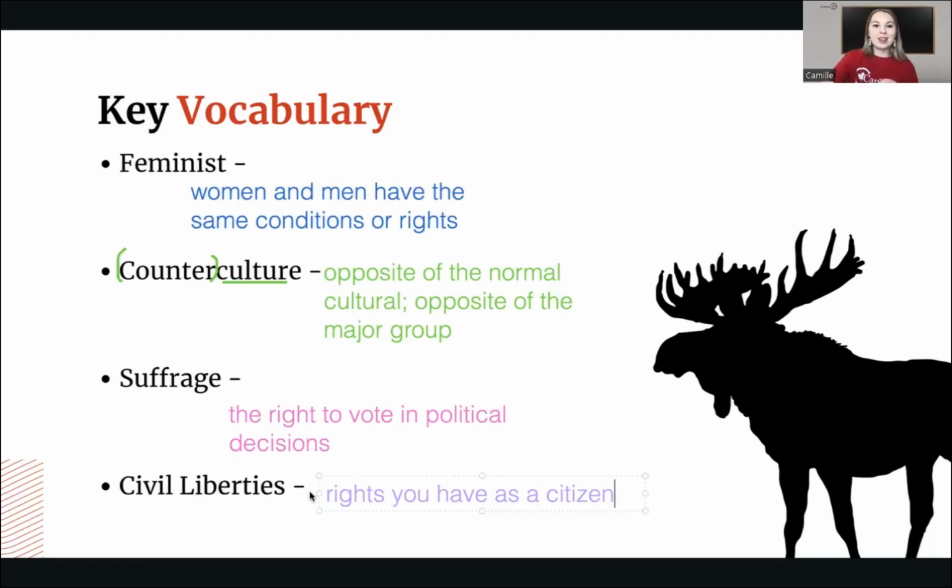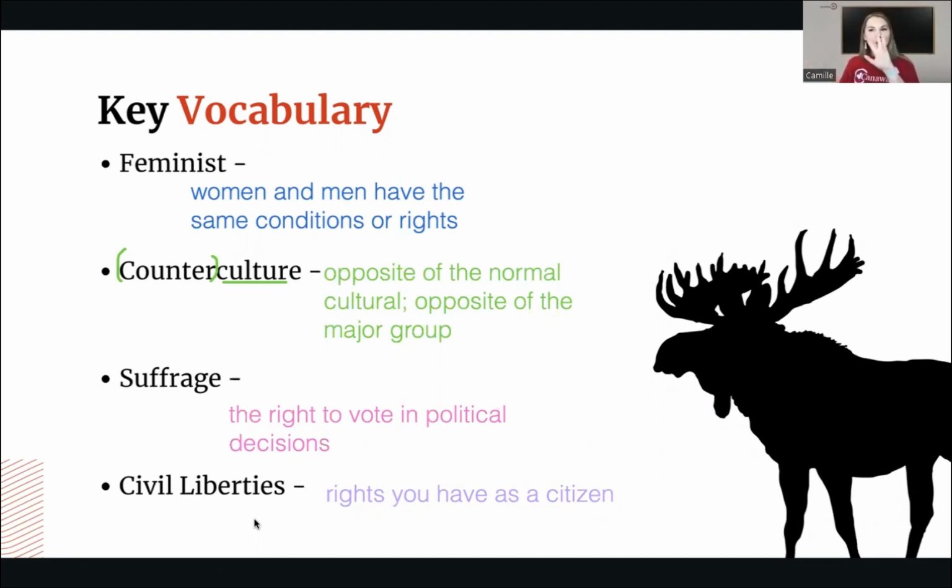That's important. So civil liberties, we can think about the rights that you have as a citizen. You didn't have to really do anything to get these rights. You have them because you're a citizen. And these rights are protected by the law. So if someone goes against your rights, if someone steals your car, then you can go file a complaint, and that person will get in trouble. That's your civil liberty to protect your property. So civil liberties are the rights we have as a citizen.